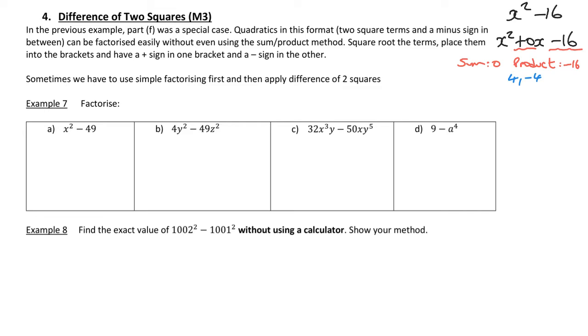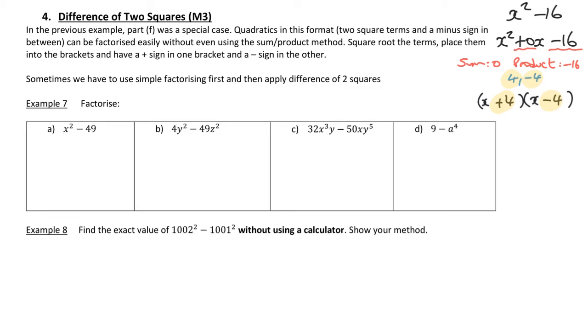Then we can go straight to the brackets. So we should have two brackets, and the first term is going to be x in each, and then the number terms were going to be plus 4 and minus 4, which were the same as the numbers that we had just found. So the 4 and the minus 4, and you've got the plus 4 and the minus 4.